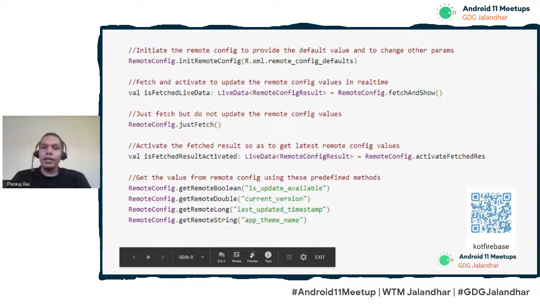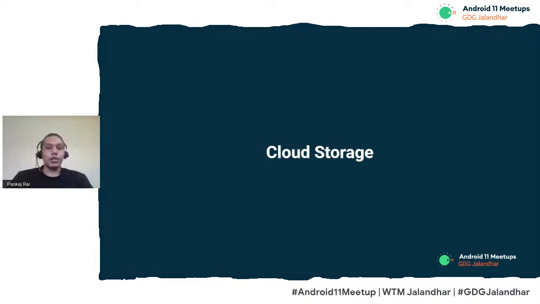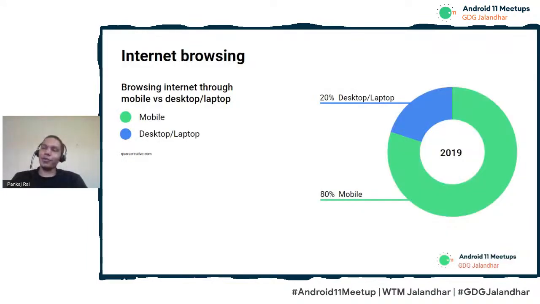And the service is cloud storage. Now, the reason why I've taken this service here is because of this stats. One of the stats is that most of the internet traffic comes from mobile, and very few traffic comes from desktop or laptops or any other platform. So, when we are talking about mobile applications, how about getting a service which is really important for us in terms of speed and scalability? And cloud storage is meant for that.